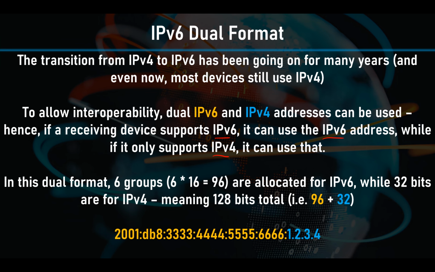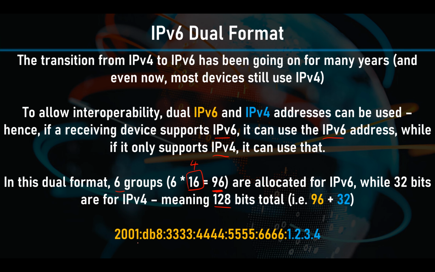Alright, so in this dual format, 6 groups of 4 hexadecimal digits. Well, 1 hexadecimal character is 4 bits. Therefore, 4 hexadecimal characters is 16 bits. So if we have 6 groups of 4, that's going to be 96 bits. So 96 bits are allocated for the IP version 6 portion, while 32 bits are for IP version 4, and that makes it 128 bits total.